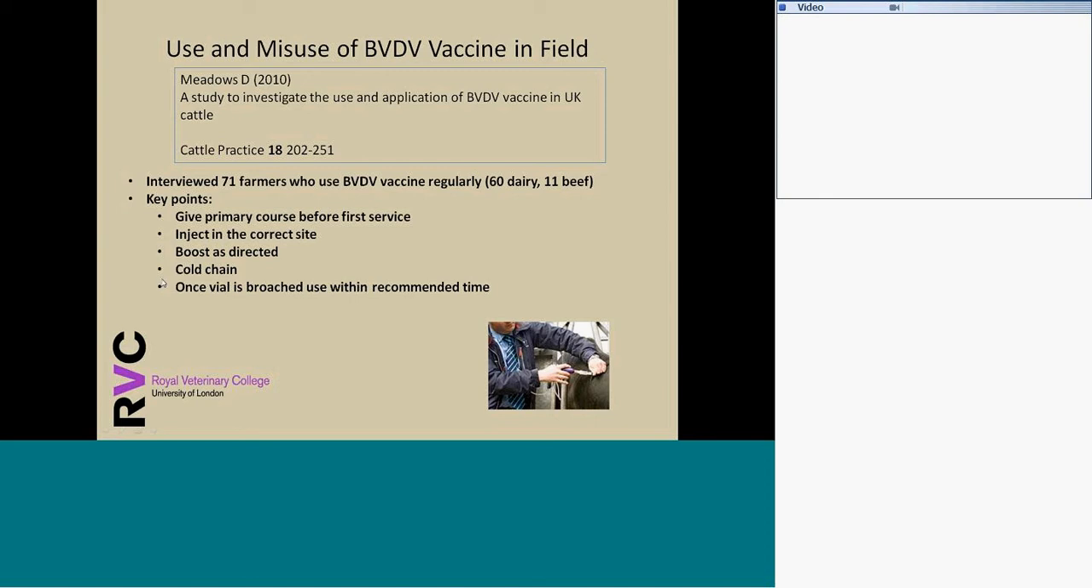Cold chain was another thing that came up. A lot of people would pick these vaccines up from the vet practices, and then they'd stay in a hot car or a hot office for several days before they were used. We need to make sure they're stored correctly so that they're as efficacious as they can be when they're injected into the animal.